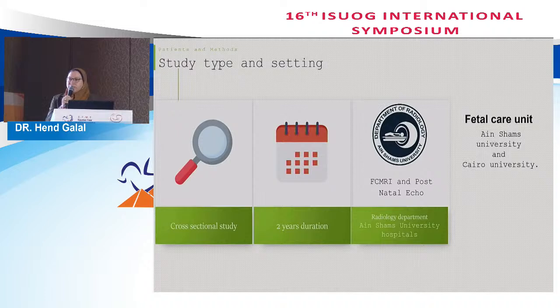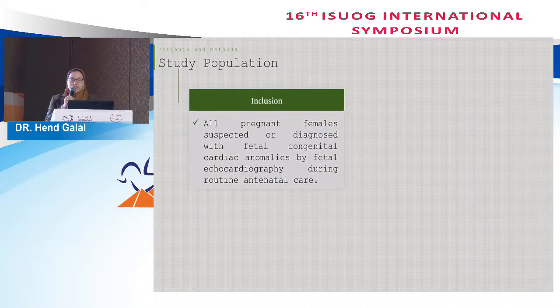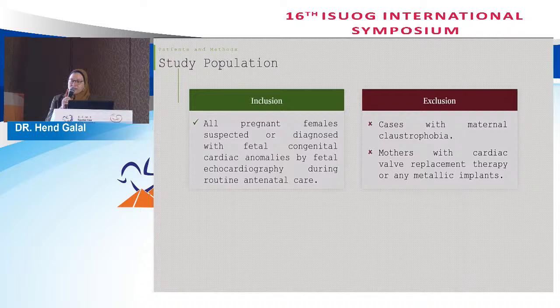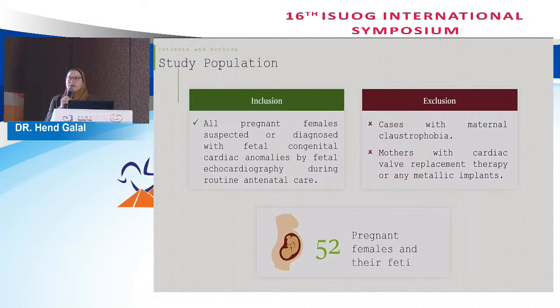As regards fetal cardiology, Ain Shams University in Cairo was a partial source of the cases. As regards the inclusion criteria, it was all pregnant females suspected or diagnosed with fetal congenital heart disease by fetal echo during routine antenatal care. About the exclusion criteria, it is the basic exclusion of MRI, either a claustrophobic mother or a mother with artificial implants, cardiac valve replacement, or any metallic implants. Our study included 52 pregnant females.